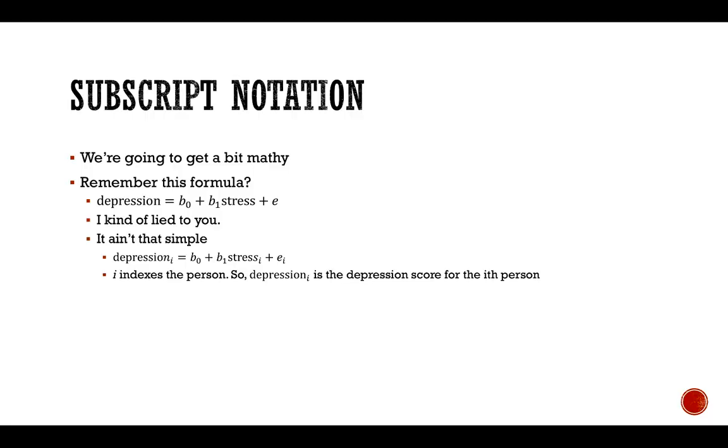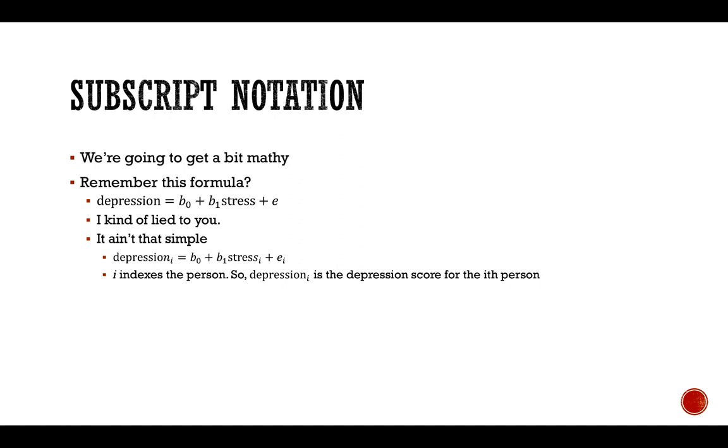All right. So we're going to get a bit mathy here. And so remember this formula? Back in the day, we said depression is equal to B0 plus B1 times stress plus E, your error. Well, I kind of lied to you. Well, your professor kind of lied to you. It's actually not that simple. What we've been missing all along is depression subscript i equals B0 plus B1 times stress sub i plus E sub i.